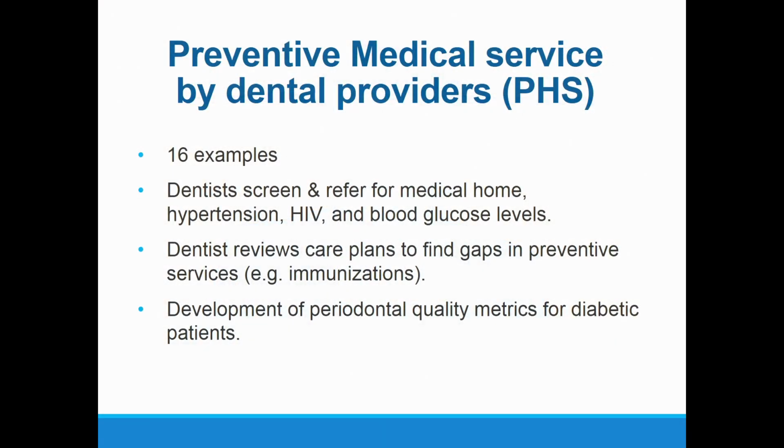For preventive medical services by dental providers, we found 16 examples. We found that dentists would screen and refer for a medical home. They would refer for hypertension, HIV, and blood glucose levels. And even though we had restricted this, we were surprised that there were as many as 16 that showed up in this literature. The reason for that was that once an organization did one integration model and found that it worked, they were more likely to move on and try another one. So this was often not the first, but a secondary attempt.